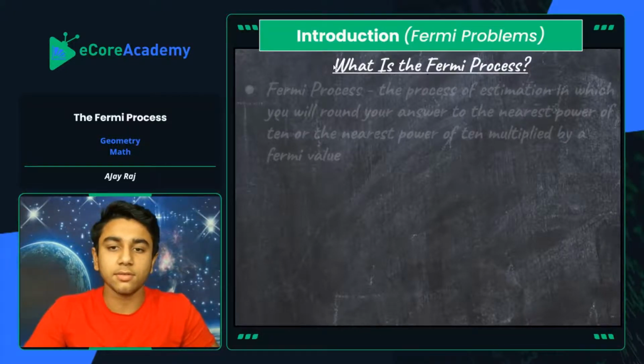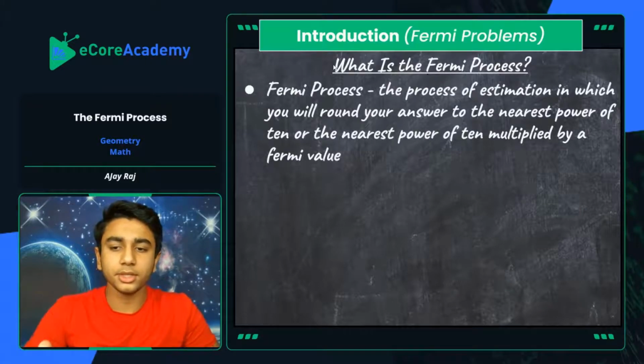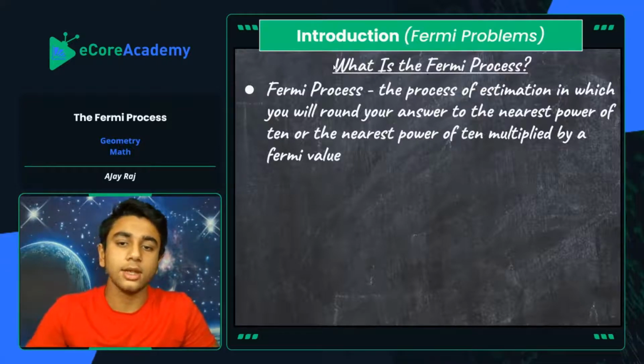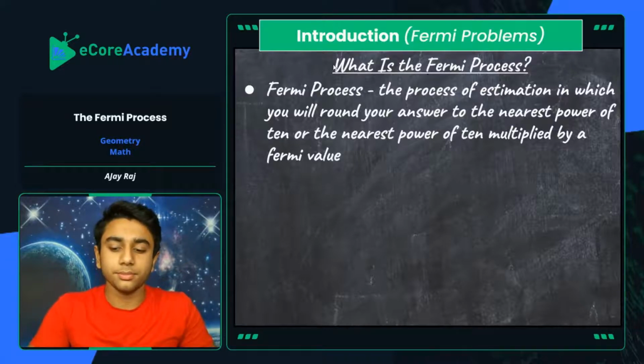I'll give you the exact definition. The Fermi process is the process of estimation in which you will round your answer to the nearest power of 10 or the nearest power of 10 multiplied by a Fermi value. And the Fermi value is merely your estimation to the nearest power of 10 or an integer multiplying that nearest power of 10. It's some sort of rounding method.